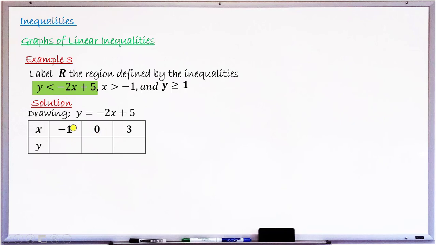So I now replace the x by minus 1 to find the corresponding y here. Replacing x by minus 1, I'm going to have minus 2 times minus 1, which gives me positive 2. And positive 2 plus 5 gives me 7, so I'm going to write 7 here. Replacing x by 0, I'm going to have minus 2 times 0, which will be 0, plus 5, so corresponding y will be 5. Replacing x by 3, I'm going to have minus 2 times 3, which gives minus 6, and minus 6 plus 5, the answer will be minus 1. So this is my table.